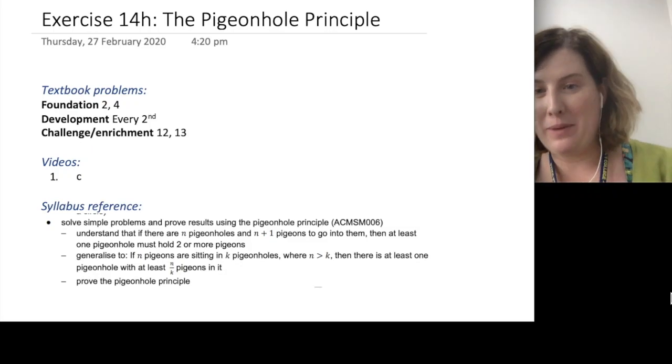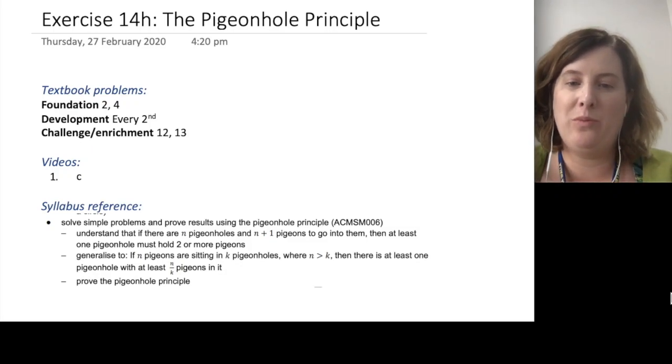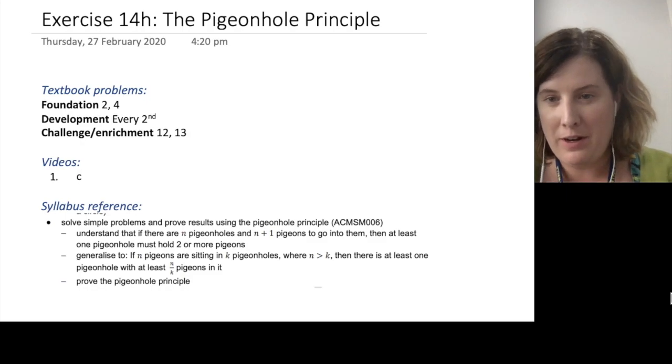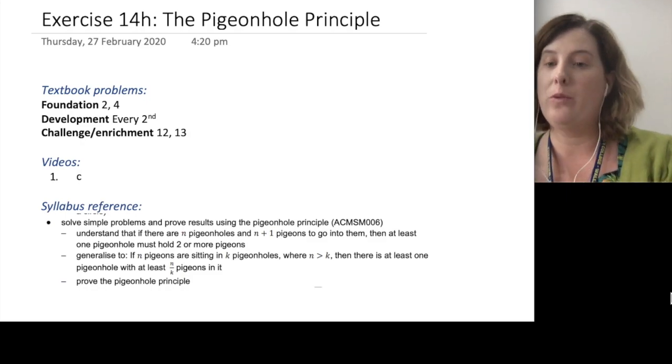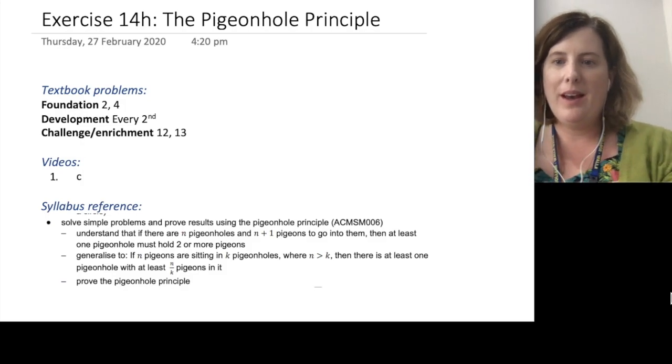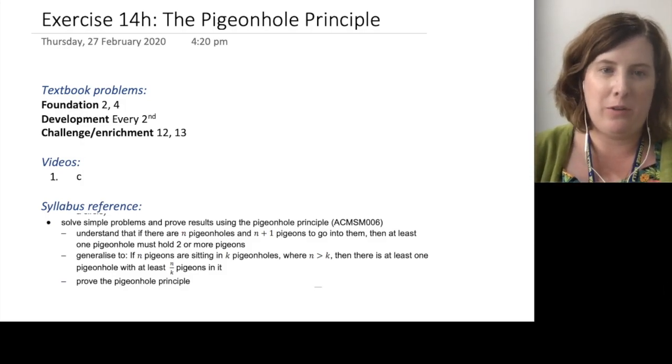We're having a look at the pigeonhole principle, and it's really, really simple in theory, but it gets complicated when you try and talk about it in practice. So we're going to go through quite a few examples for this one. So first of all, let's talk about what the pigeonhole principle is.